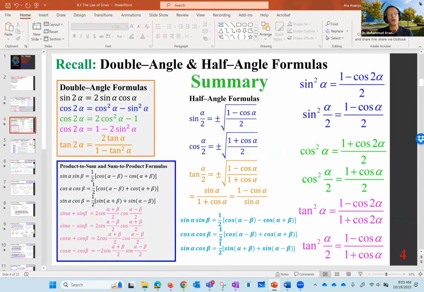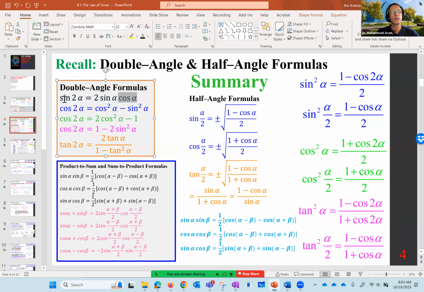For example, sine of 2 alpha is 2 sine alpha cosine alpha. Now, cosine 2 alpha has 3 different answers: cosine squared minus sine squared, 2 cosine squared minus 1, 1 minus 2 sine squared.